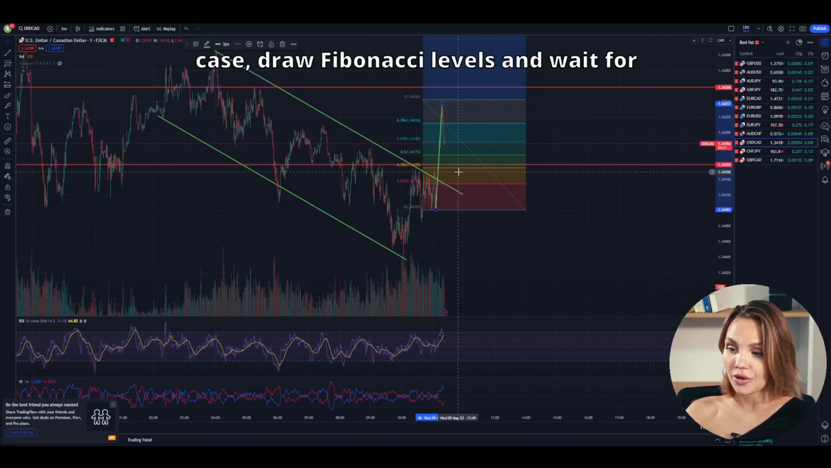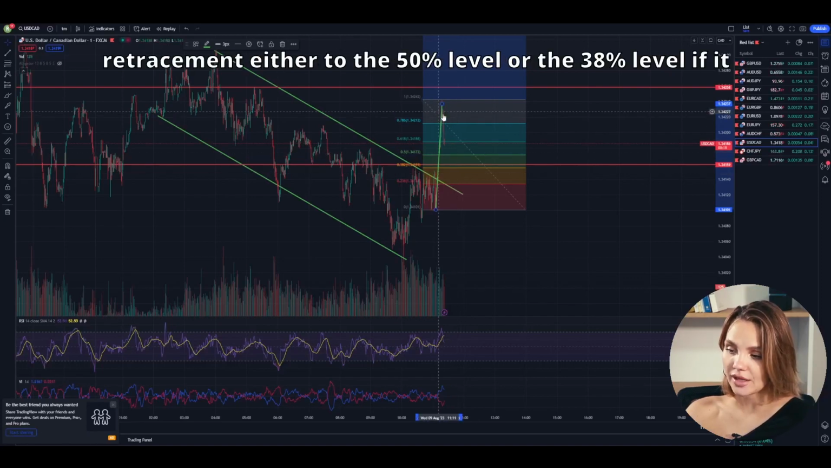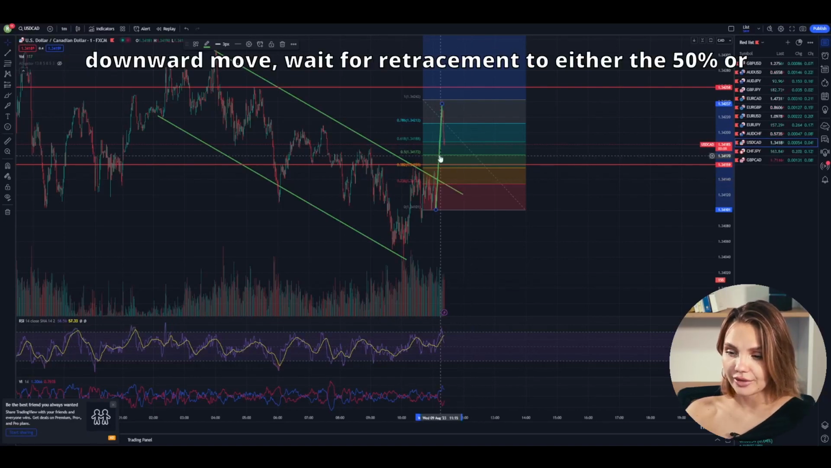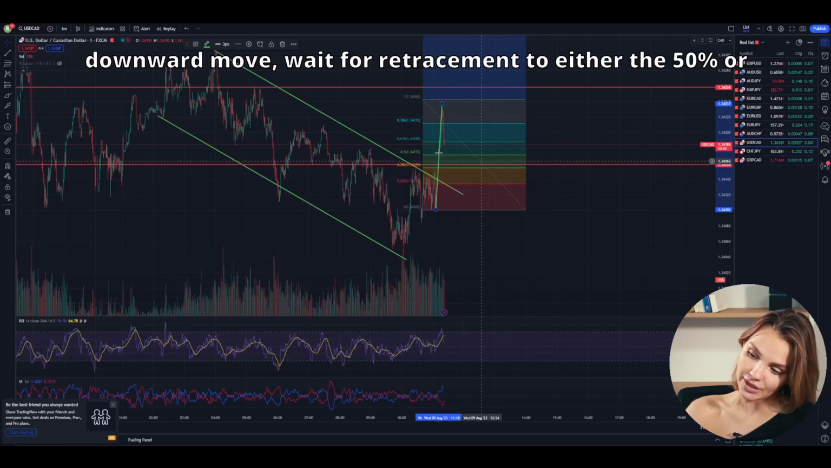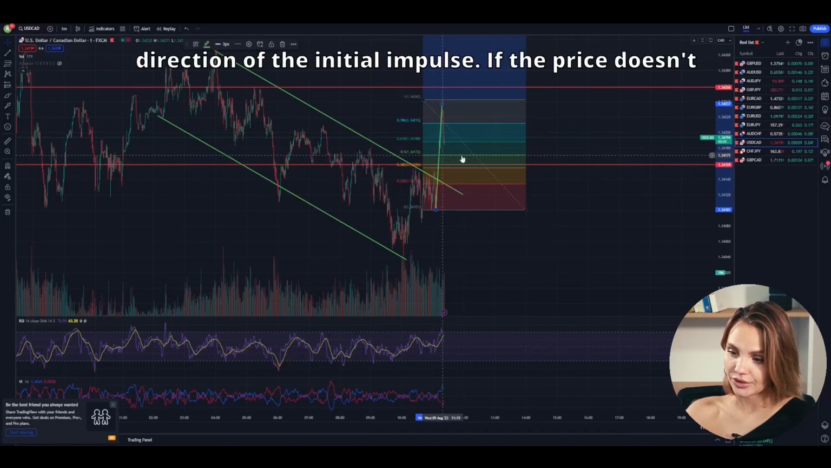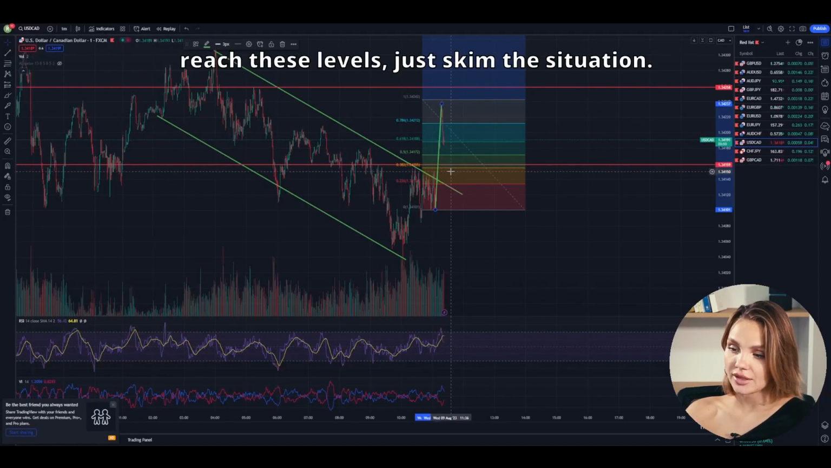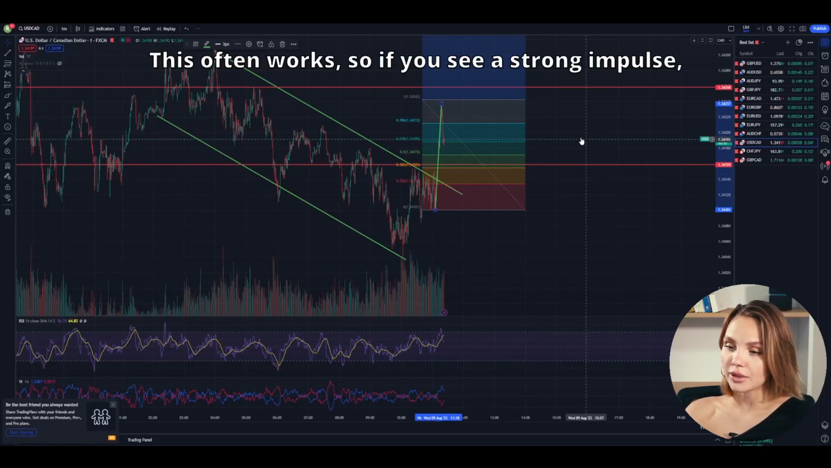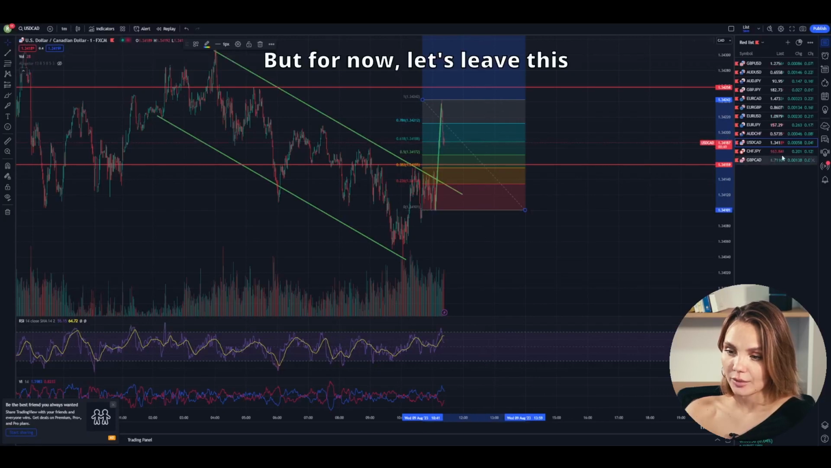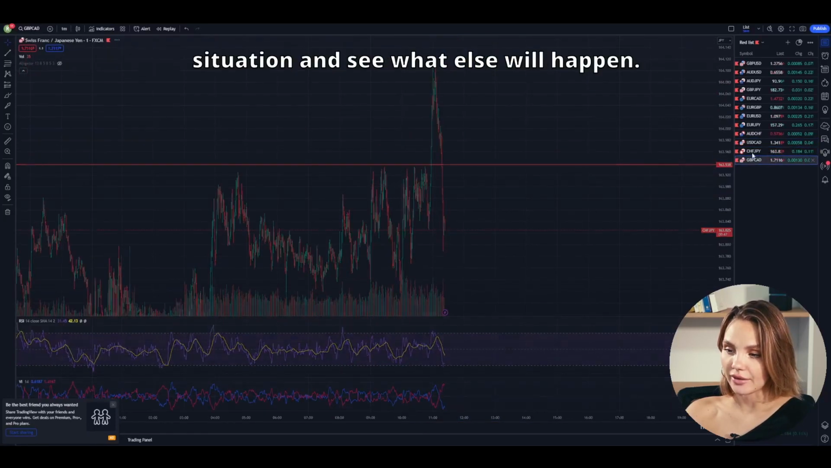In this case, draw Fibonacci levels and wait for a retracement either to the 50% level or the 38% level if it was an upward move. If it was a downward move, wait for a retracement to either the 50% or 61% level and then enter a trade in the direction of the initial impulse. If the price doesn't reach these levels, just skip the situation. This often works, so if you see a strong impulse, immediately draw Fibonacci zones over it. But for now, let's leave this situation and see what else we have.